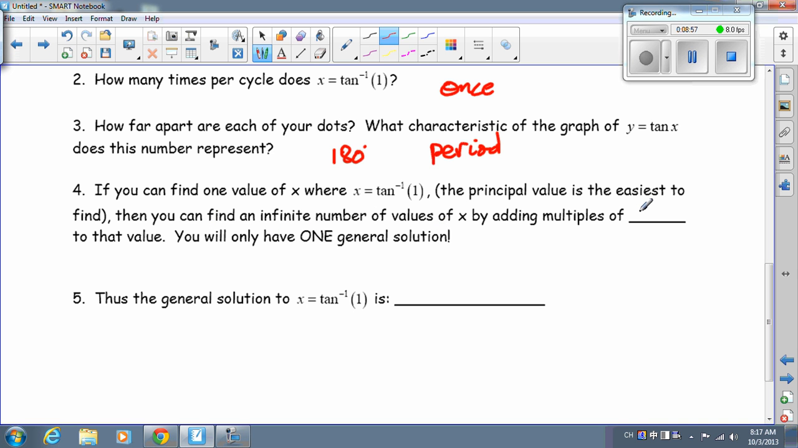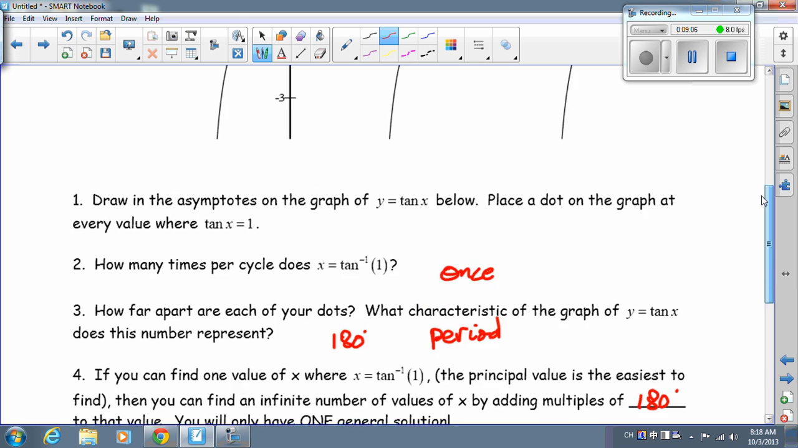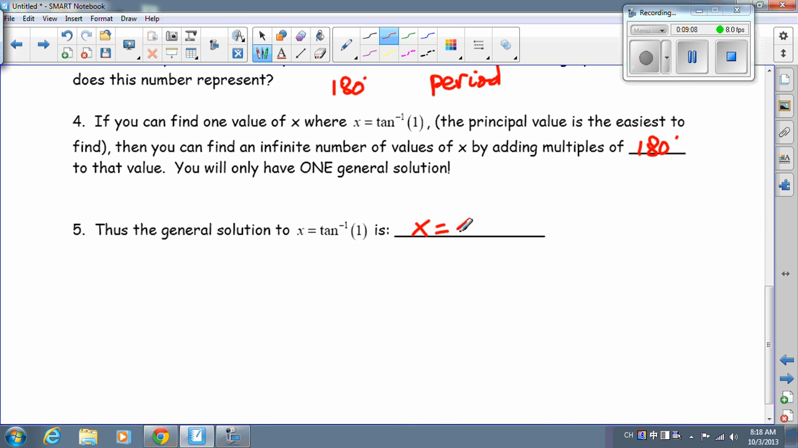If you keep adding what? That would be my 180 degrees. So the general solution would be x is equal to, the first positive one here is 45, so I can say 45 plus 180n. All right, let's continue to the next page.